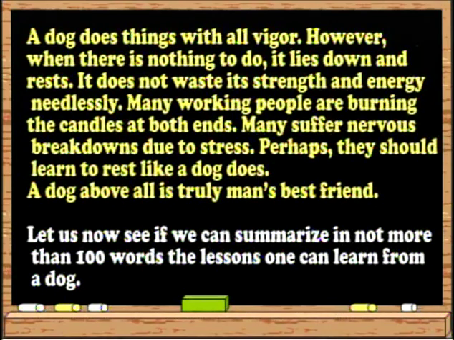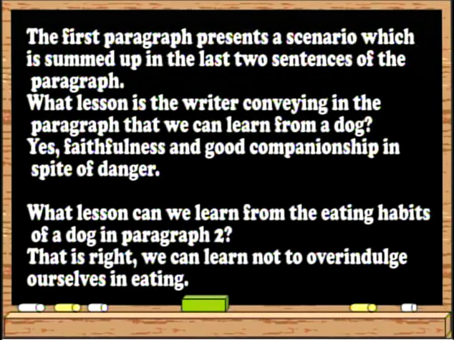Let us now see if we can summarize in not more than 100 words the lessons one can learn from a dog. Let us begin by jotting down the main points. The first paragraph presents a scenario which is summed up in the last two sentences of the paragraph. What lesson is the writer conveying in the paragraph that we can learn from a dog? Yes, faithfulness and good companionship in spite of danger.